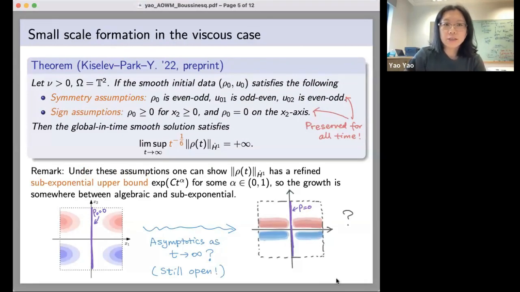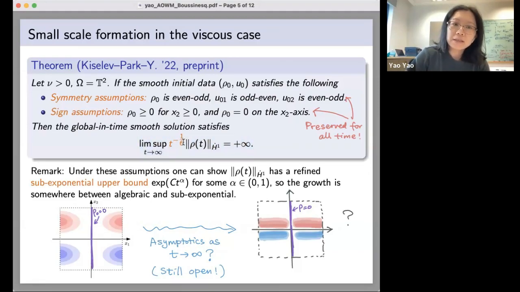So together with Sasha and Yao Yao, we proved the following result. Due to the time constraint, I'm only stating the result for the torus case, but we also have a similar result in the R2 case. So for the viscous setting, let's consider the domain being a torus. And we show that as long as the initial conditions satisfy the following two conditions, one about symmetry and the other about certain sign assumptions, then the smooth solution, which we know exists for all time, will satisfy the following bound here.